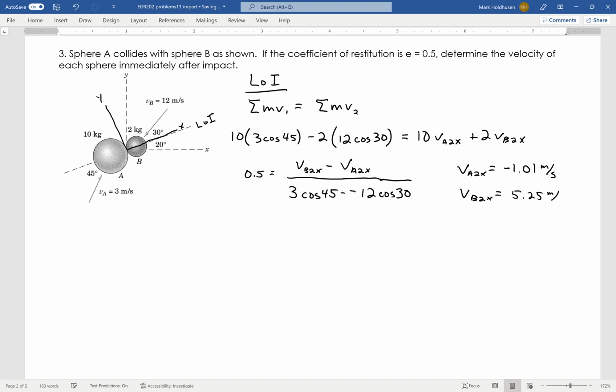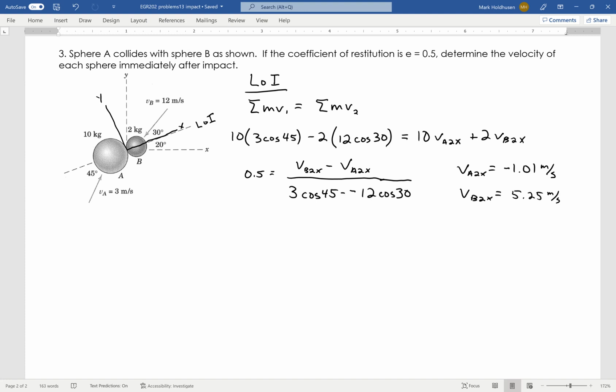5.25 meters per second. So along the line of impact, B starts going back the way it came at 5.25. A also goes backwards, but at a much smaller velocity. Again, that's because it's more massive, harder to get it to change direction. But again, along the line of impact, conservation of momentum for the two combined, coefficient of restitution along the line of impact, I can find the velocity along the line of impact both before and after. Now, that's not all I'm trying to find.